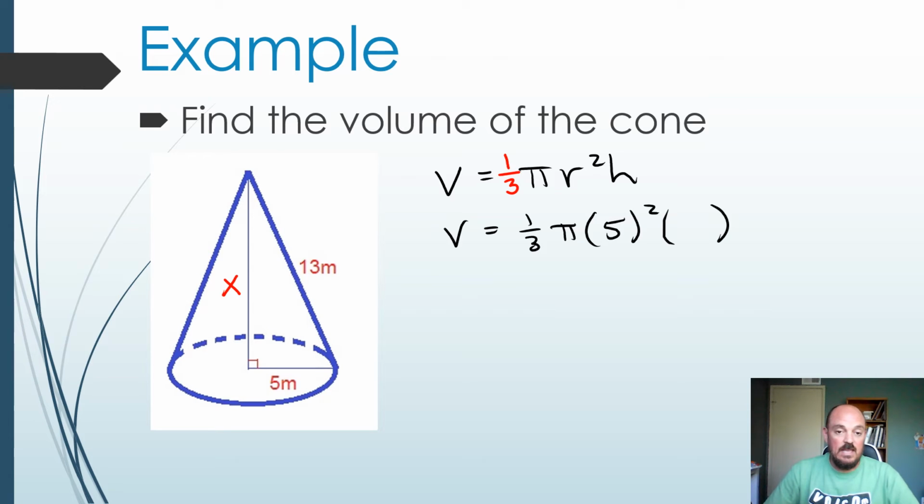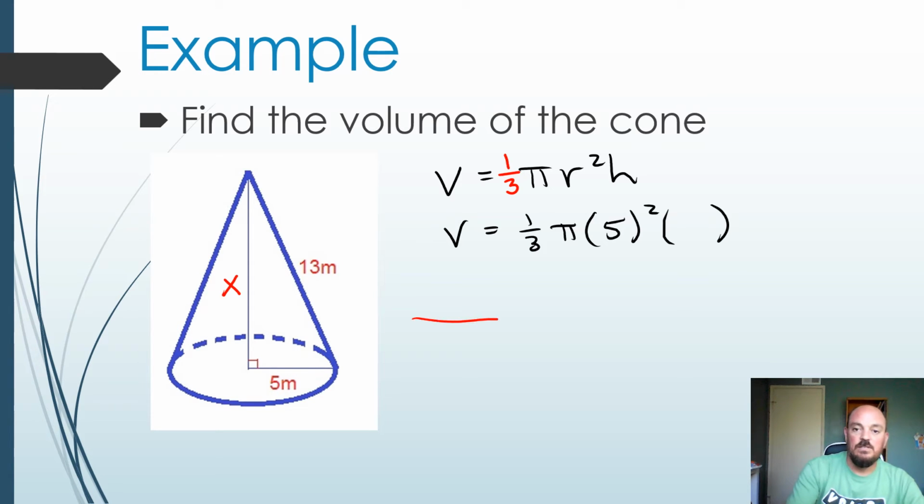And to find the height, kind of like what we did 2 days ago in our notes, I'm going to use the Pythagorean theorem. I don't look at the cone, but look at the shape in the middle of the cone. I see a right triangle. I see a right angle down there at the bottom. I see a 5. I see a 13. I got my x.